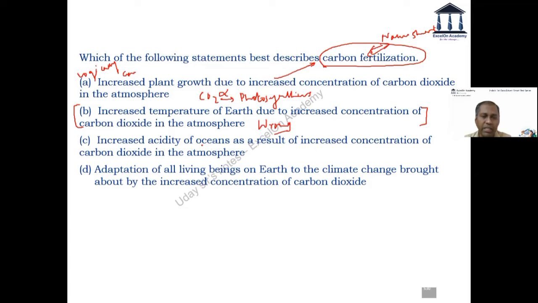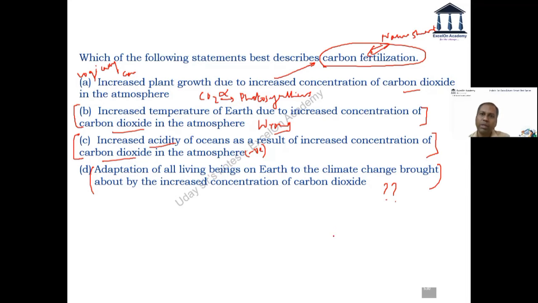Increased acidity of oceans as a result of increased concentration of carbon dioxide. They are once again talking of acidity, so it is somewhat in a negative context. But they are smart enough to relate all options to carbon dioxide. Adaptation of all living beings on Earth to the climate change brought about by an increased concentration of carbon dioxide. This somehow doesn't look logical. I'm not able to understand what they are trying to say. So I'll say this doesn't look like D. I've eliminated D.